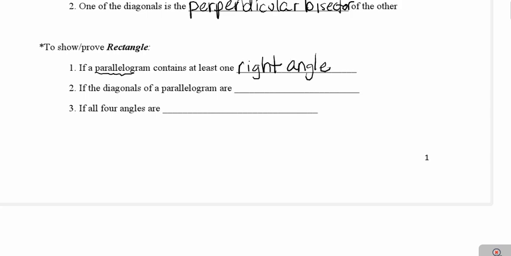So first we must know that the shape is a parallelogram, and then that it has at least one right angle. We would know it's a parallelogram by one of the 5 reasons we discussed in the last section or at the top of the notes. The second way to prove a rectangle is if the diagonals of the parallelogram are congruent. And the last way is if we know that all 4 angles of the quadrilateral are right angles. Notice for this one, you don't need to prove it's a parallelogram first if you know that all 4 of the angles are right angles.